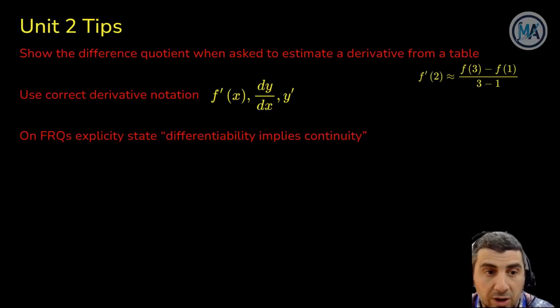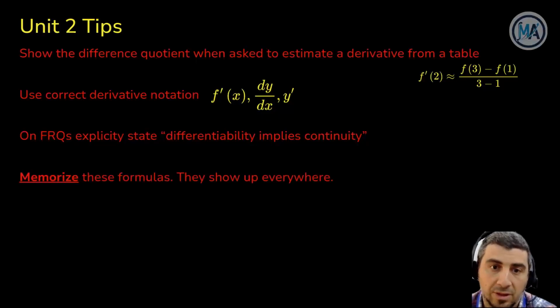So on a free response question, if the question specifically requires that the function be continuous, and it didn't state it, but it did say the function was differentiable, then you need to explicitly state that differentiability implies continuity, or since the function is differentiable, we know it's continuous. All the derivative formulas you need to memorize. They show up everywhere, not only in Unit 2, but for the rest of the entire course.